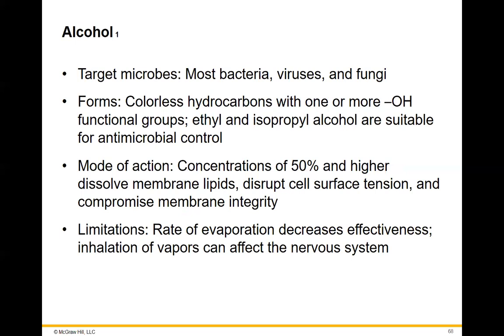All right, alcohols. These will target most things, though they are not sterilizing. So this is now a disinfectant. All of them are. A lot of people clean with ethanol or isopropyl alcohol and think it's sterilizing, and it is not. It is disinfecting, and very effective. Concentrations of 50% and higher of these alcohols will disrupt membranes. We already talked about how it disrupts cell walls, right? The problem with them is that they evaporate very quickly, and they can affect your nervous system with those vapors.